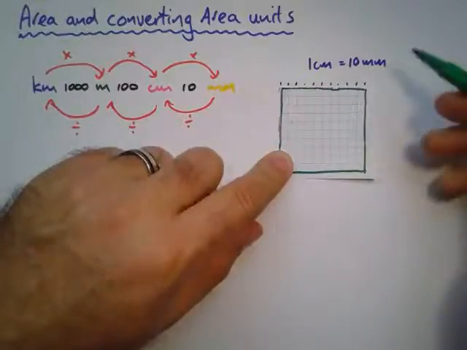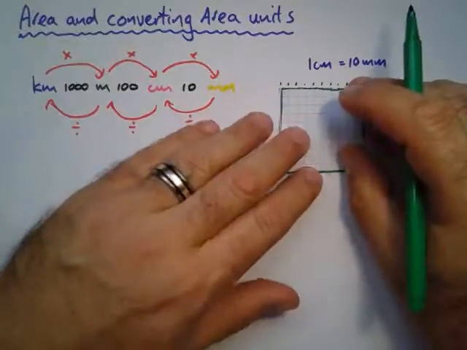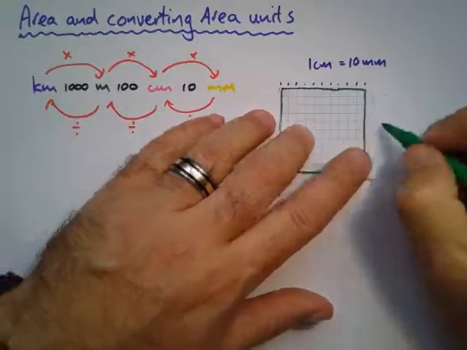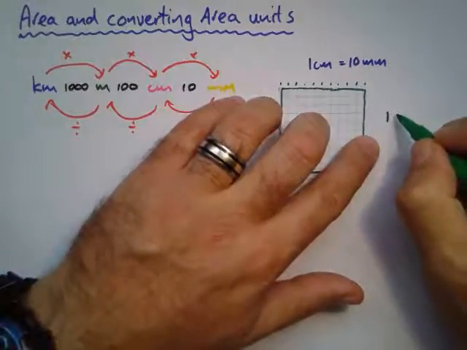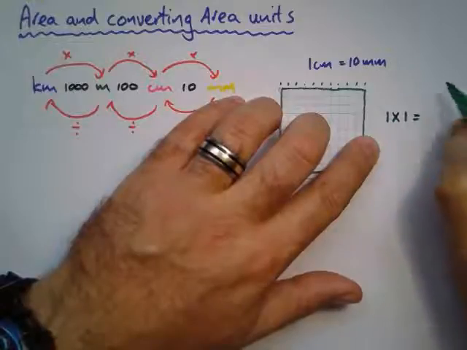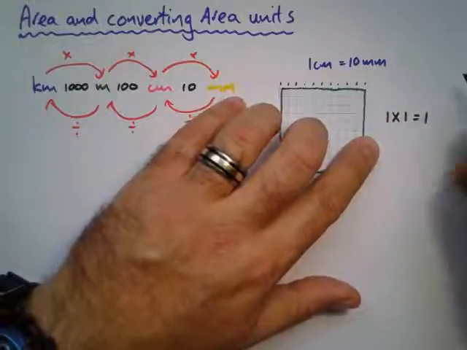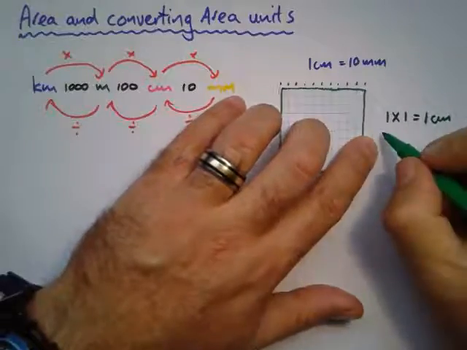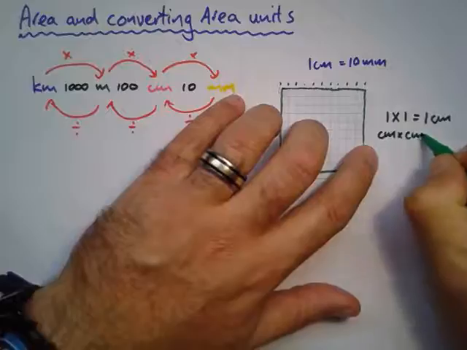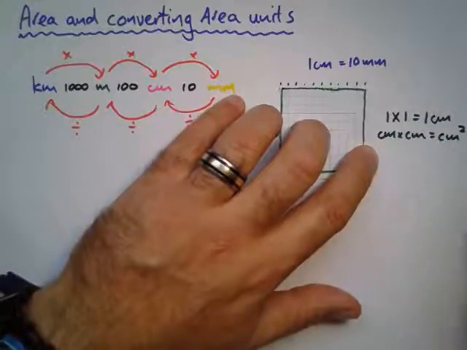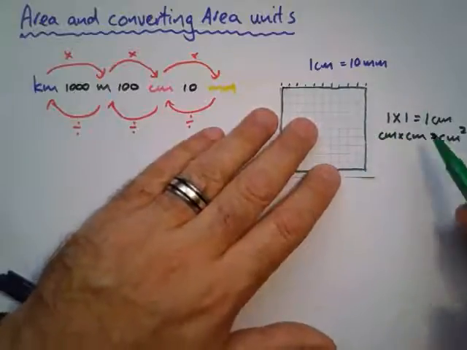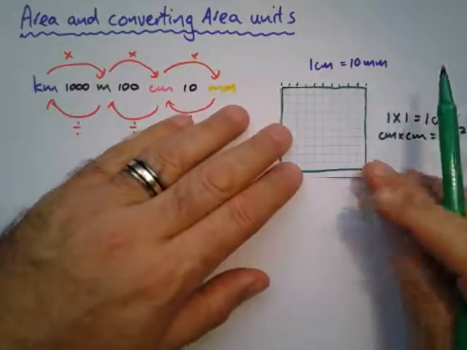1 centimeter by 1 centimeter, that's the space inside a closed shape. So that will give us 1 centimeter by 1 centimeter, 1 by 1 equals 1. And we're going to say this is centimeter times a centimeter equals centimeter squared. That's why the units are always squared, because it's a centimeter by a centimeter.